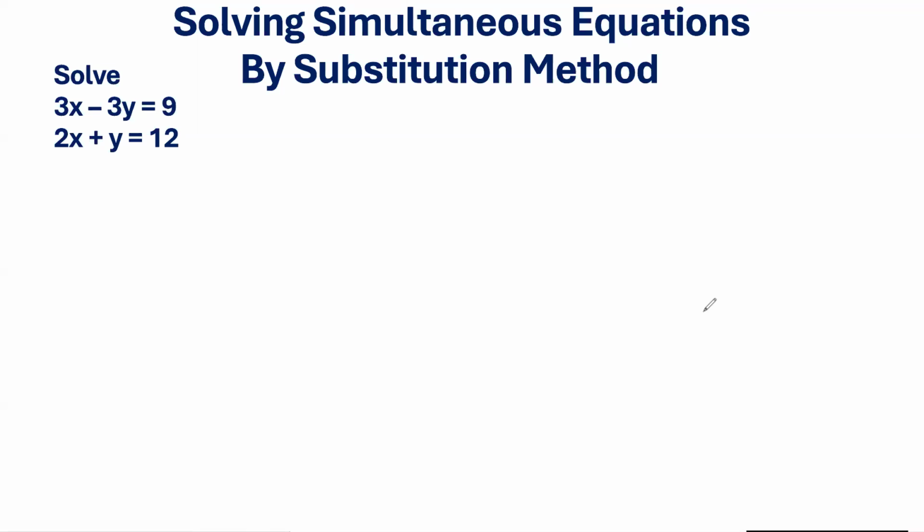Solving simultaneous equations by substitution method. Two equations are given. 3x minus 3y equals 9, and 2x plus y equals 12. We will solve by substitution method. So this is equation 1, and let this be equation 2.